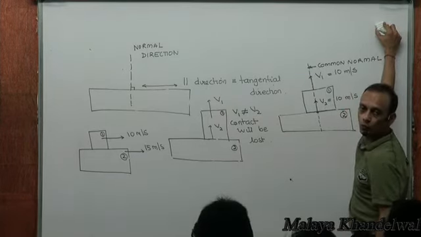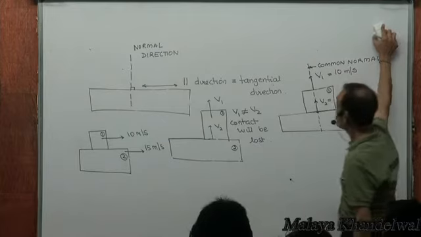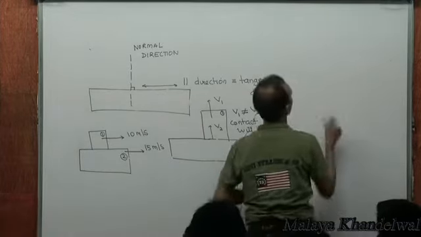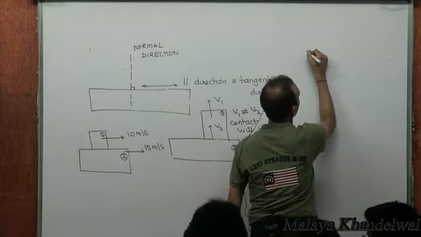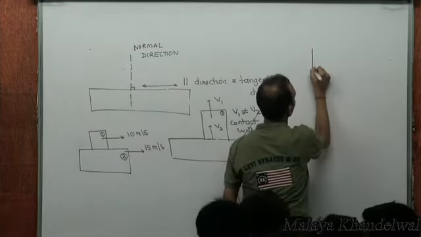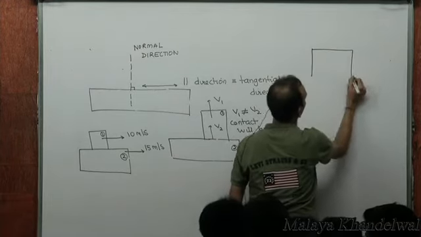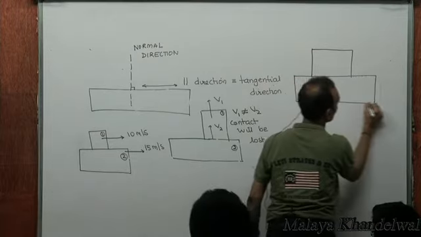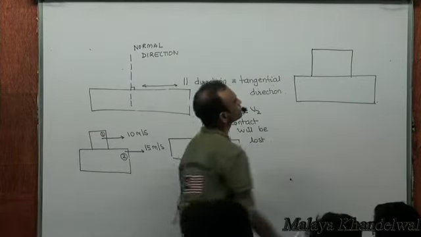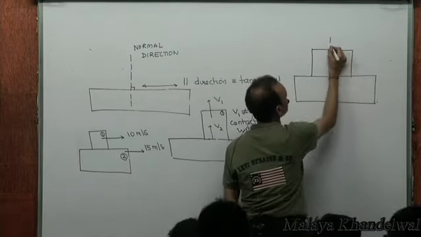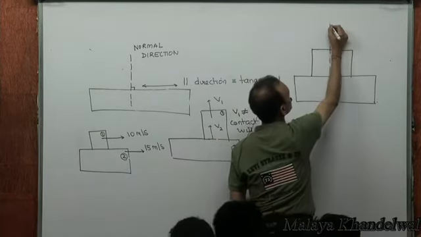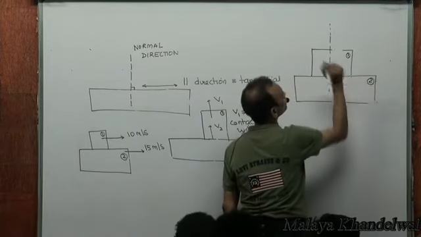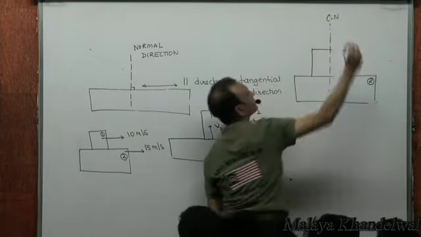Yes or no? Do you all understand this? Therefore, suppose this is the common normal direction. This is body 1 and this is body 2. Cn is the common normal.